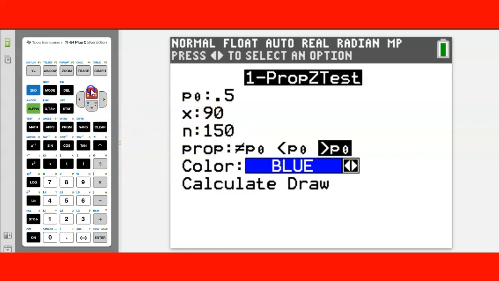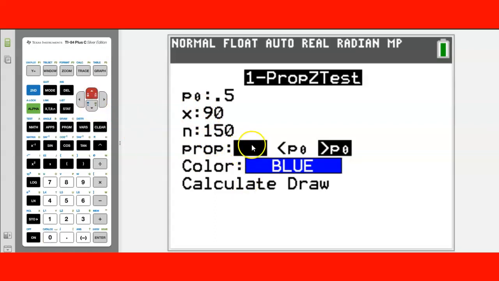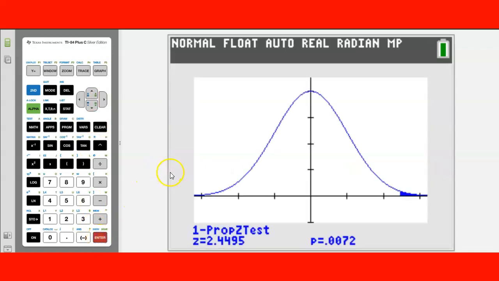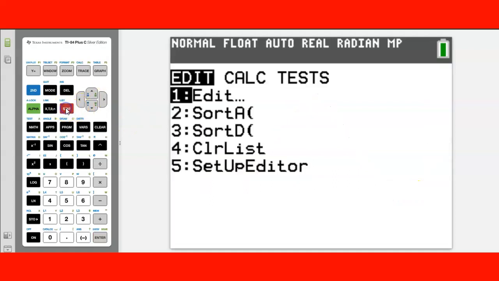What we really want is, because our alternate hypothesis is not equal to, we would want to be here. Because from yesterday, I had it on greater than. If I forgot to switch it, when I go to draw, it would say, oh look, this is the situation. That 0.6 that Taeyeon got is 2.4495 standard deviations above the mean. That has a p-value of 0.0072. But it's only one tail. This would have been if our alternate hypothesis was that it's greater than. But our alternate hypothesis was that it was not equal to.